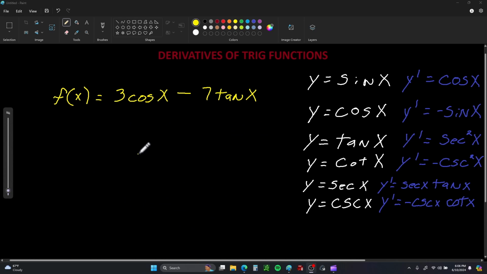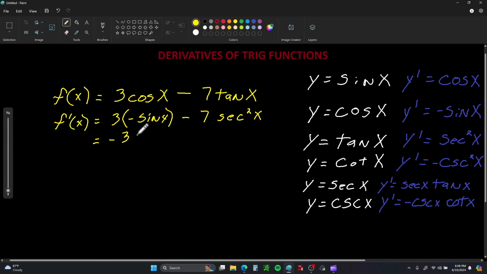On this problem, it's actually simpler. It's just to illustrate what happens when you have two different functions that are connected either by addition or subtraction. Just simply treat them as if they're two separate problems. So this is going to be 3 times, and then the derivative of cosine x is minus sine x. Minus, I bring down the 7, and the derivative of tangent x we see is secant squared x. And there's a minor simplification.